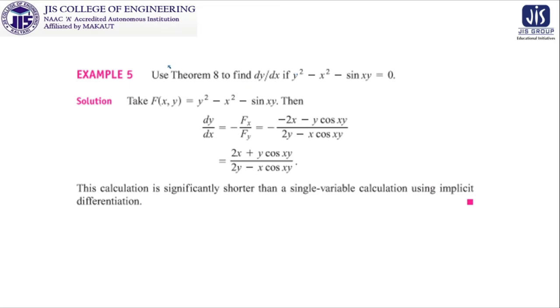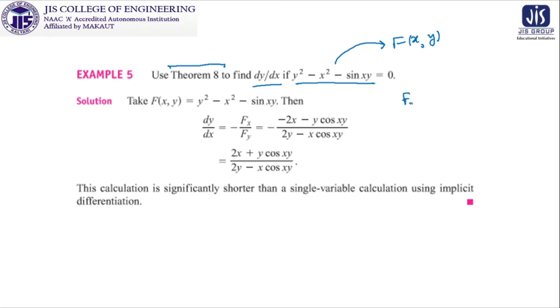Obviously, using theorem 8, the implicit differentiation theorem, we have to find dy dx where it is given y square minus x square minus sine xy equal to 0. This is nothing but your f of x, y, and f of x, y equal to 0 is the requirement of the implicit differentiation theorem. We are taking y square minus x square minus sine xy as f of x, y, and that theorem gives us the information that dy dx is equal to minus fx by fy. So fx can be calculated.